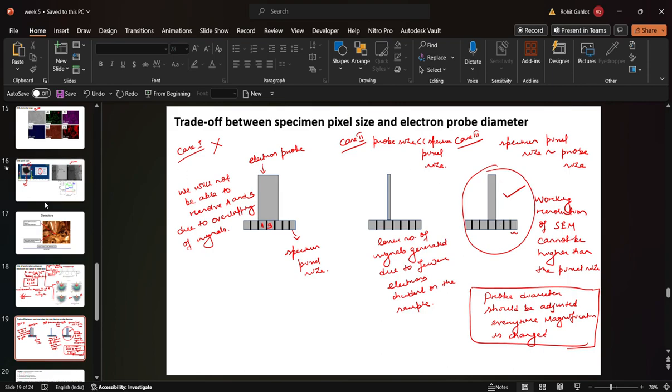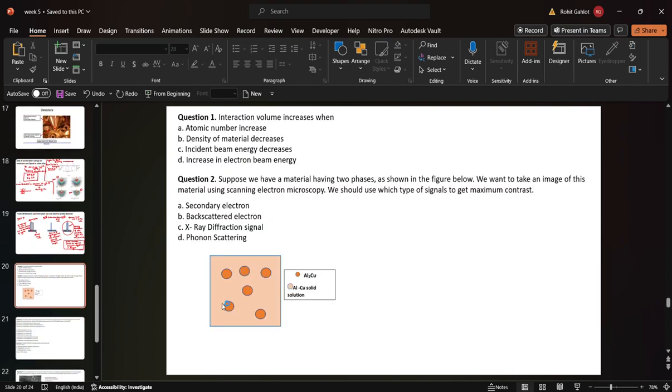Meanwhile, if you have any doubts about the theoretical portion I have covered, you can comment here or mail me further. So these are some of the problems which I will be solving. So the first one is that the interaction volume increases when, one second.